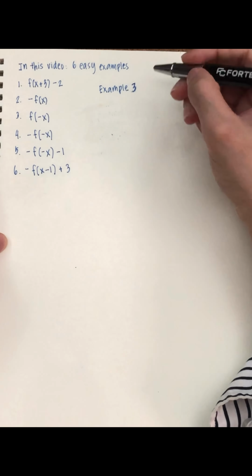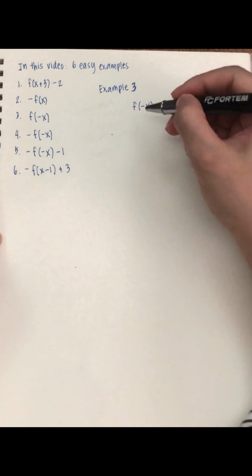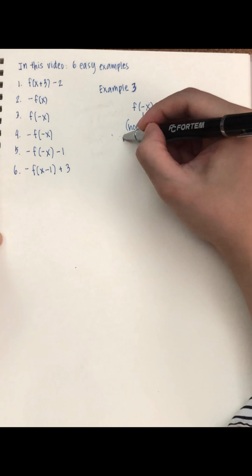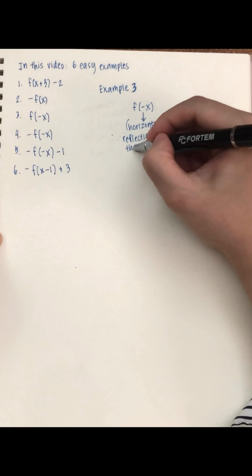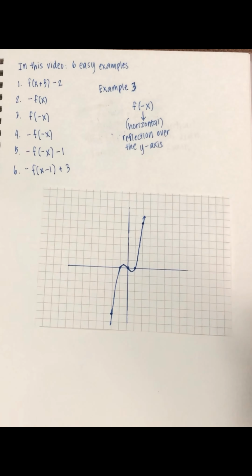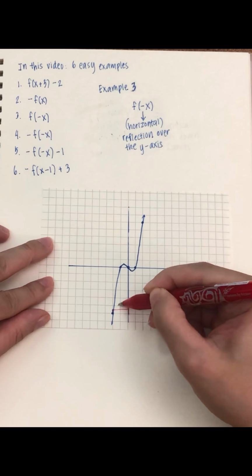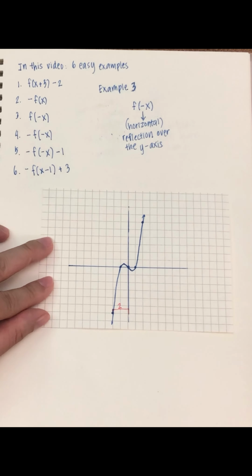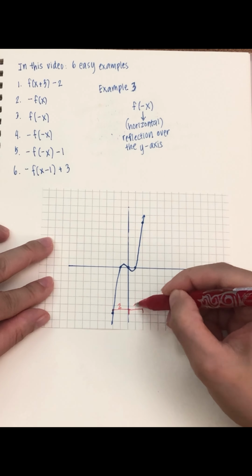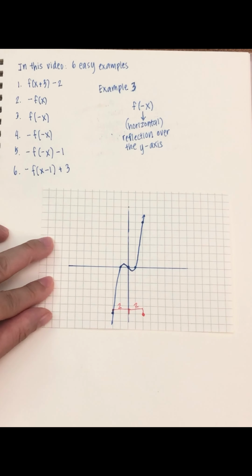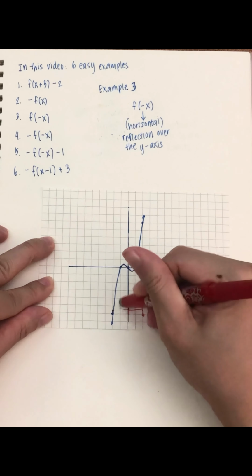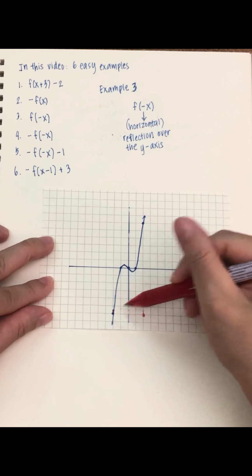Example 3, f of negative x. This graph also only has one transformation, a reflection over the y-axis. Let's transform the points one by one. This point was 2 units to the left of the y-axis, and so its reflection will be 2 units to the right of the y-axis. Okay, so it goes like that.